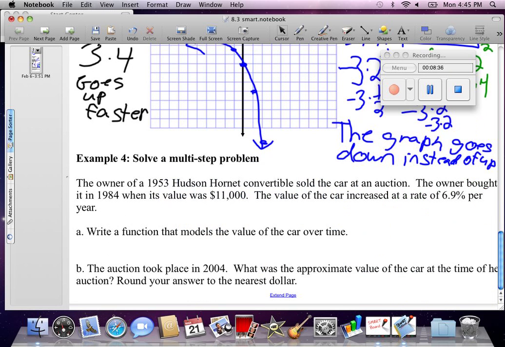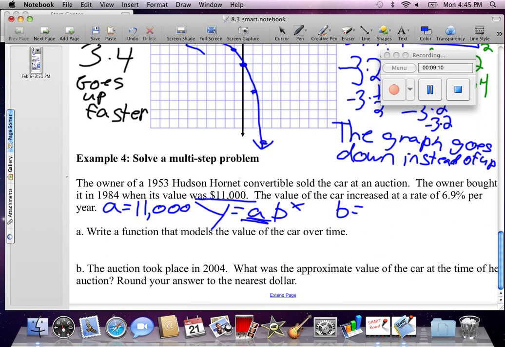The owner of a 1953 Hudson Hornet convertible sold the car at an auction. The owner bought it in 1984 when its value was $11,000. The value of the car increased at a rate of 6.9% per year. So we're going to, again, use y equals a times b to the x, but just a little bit differently. A is our initial amount of money that we started with, so that's my $11,000. So I know that a equals $11,000. B always stands for my percent. So B equals, now this looks a little funky.